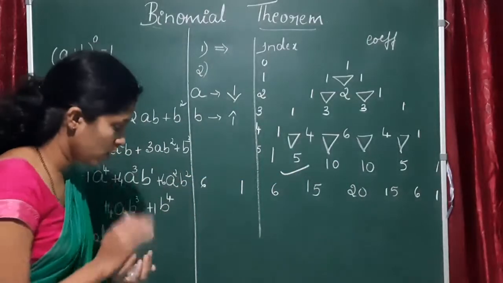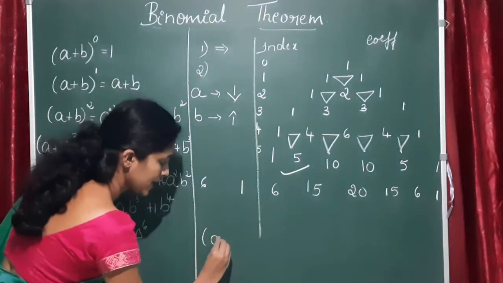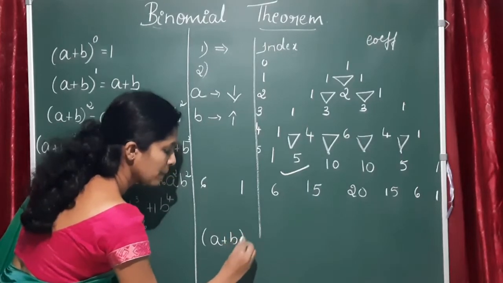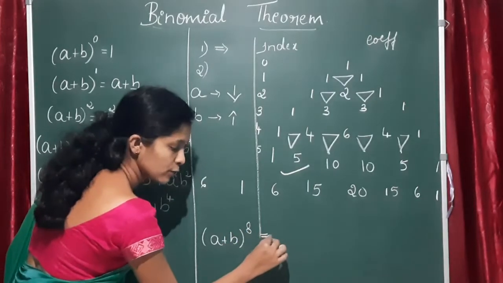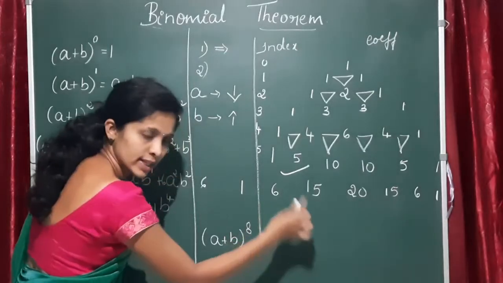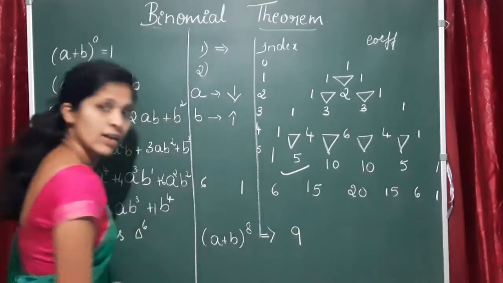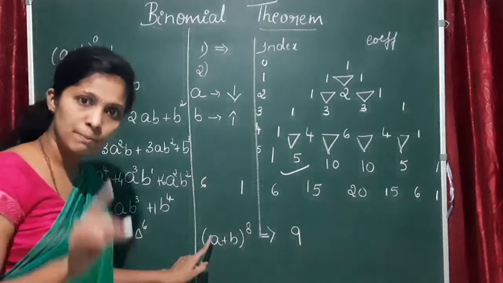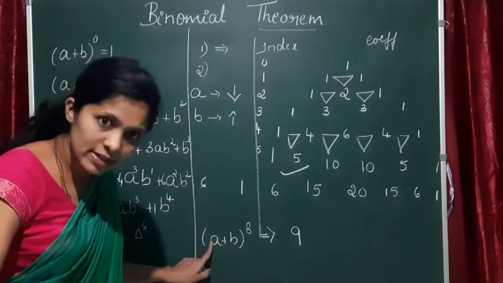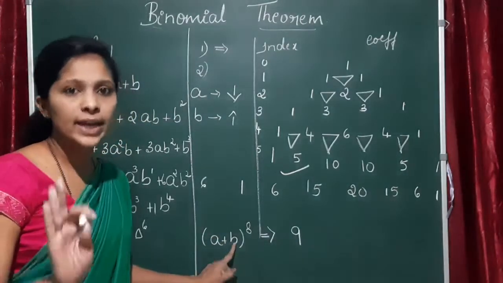Always remember, if I want to find (A plus B) whole to the power 8, the number of terms will be 1 more than the index, that is 9. Then to write the expansion, the power of A should decrease and the power of B should increase.